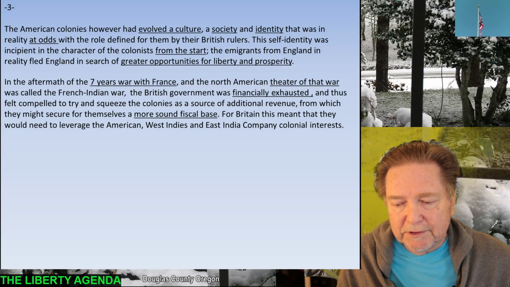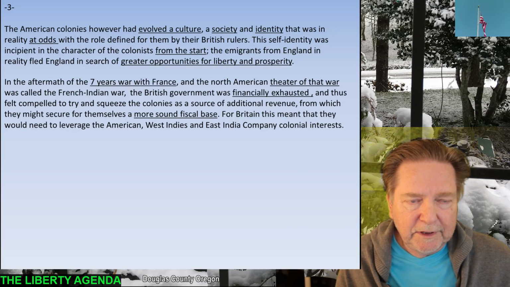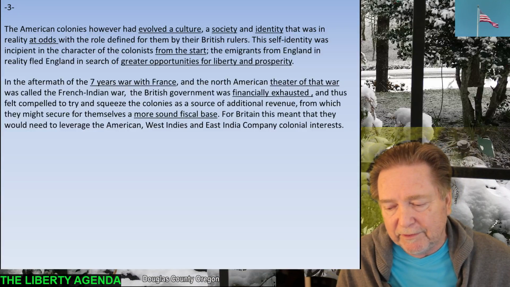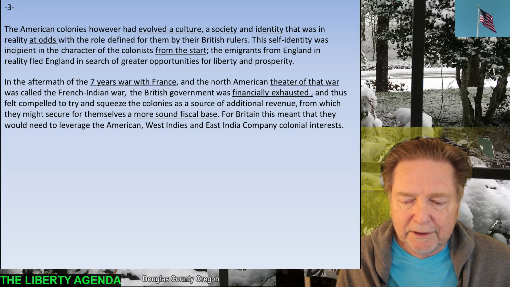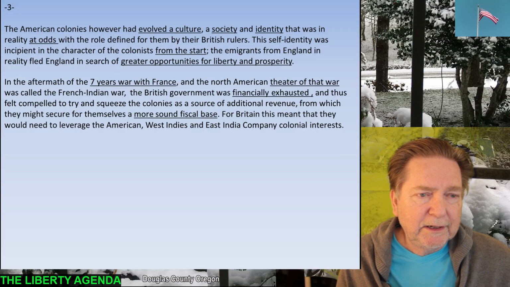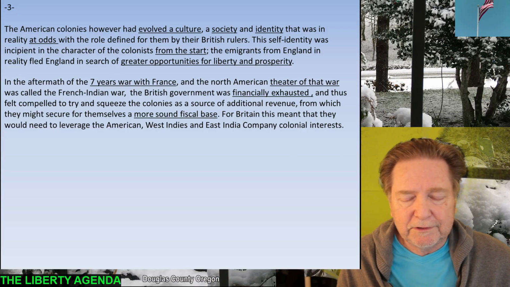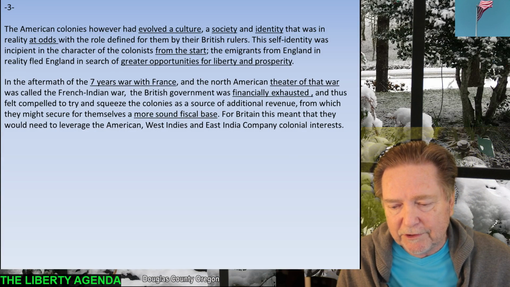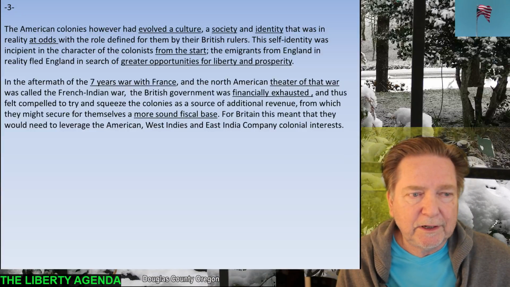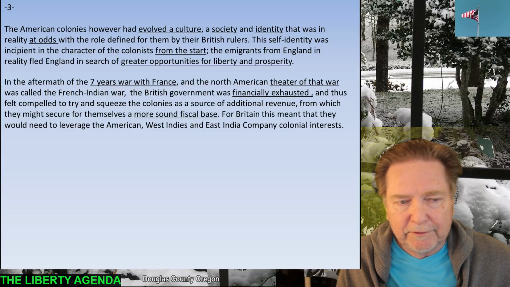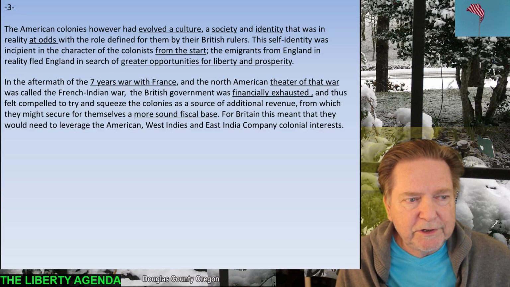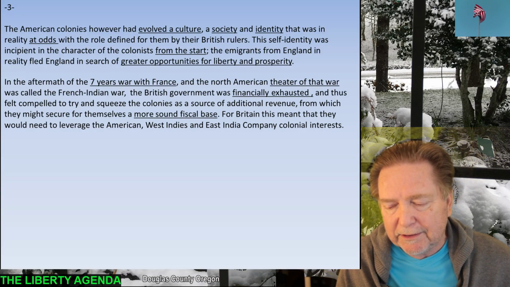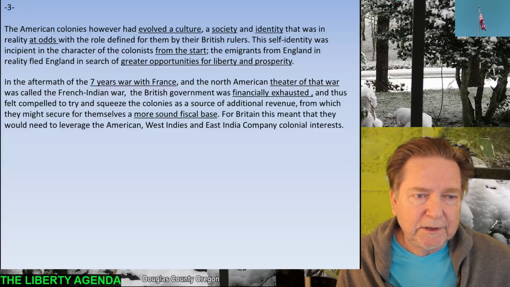But after this was accomplished, increasingly the British government, and even the French government, but even more so the British, were becoming financially exhausted. And so it was more and more difficult to establish the financial base of the country on a sound foundation. For Britain, this meant that they wanted to leverage the American colonies, the West Indies colonies, and East India Company colonial assets.